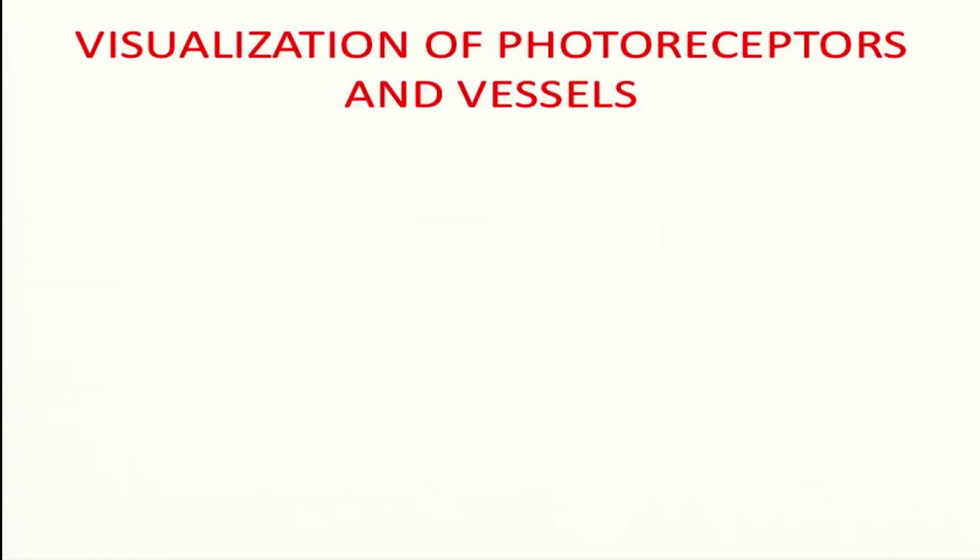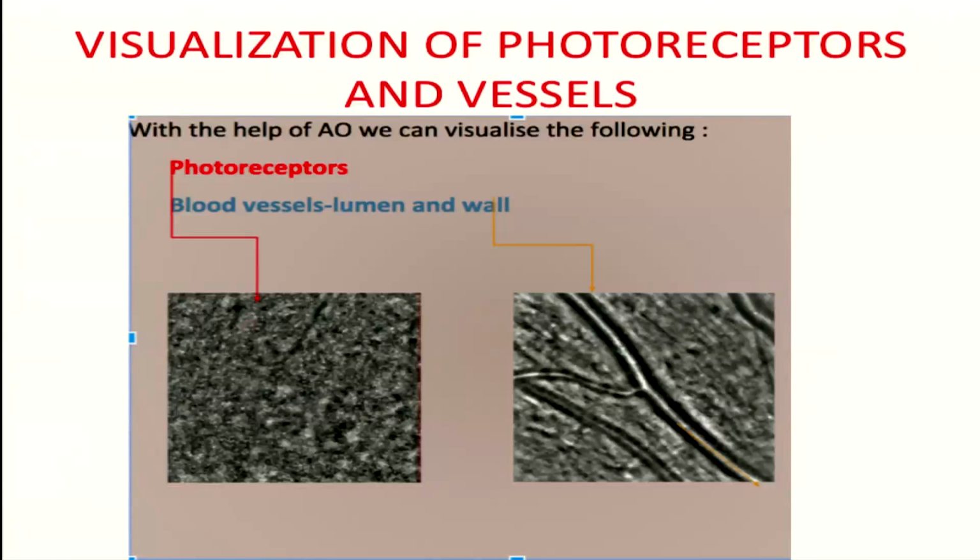Now here they are seeing, it will take some time. Okay, it will be seen in the subsequent slides also. Here we are seeing the photoreceptors on the left hand side and the retinal vessels with the lumen and the wall diameter on the right hand side.